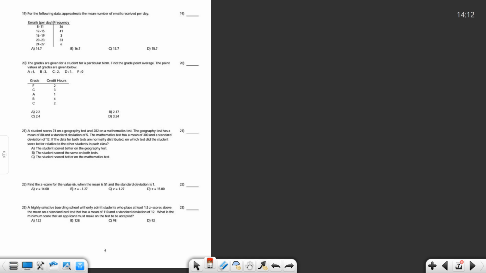So we have to take the class midpoint, multiply it by the frequency, and that gives us the numbers that we're going to use to total up to get our total. And then we're going to divide by the total frequency, just like you divide by the total number of tests that you take to get your test average. For the frequency, we have 36, 41, 3, 33, and 6.